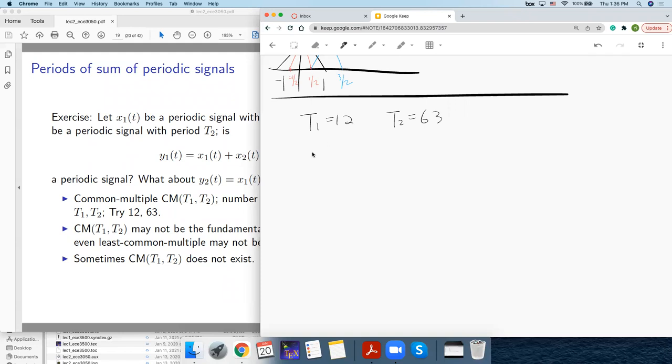Now the common multiple, by factoring out these two numbers: 12 is 3 times 2 times 2, 63 is 7 times 9, 3 by 3. These are all the factorizations. And to find the common multiple, we will just look at the non-overlapping factors. So we have 3 here, so we will ignore one of the 3s. So 3 by 2 by 2 by 7.